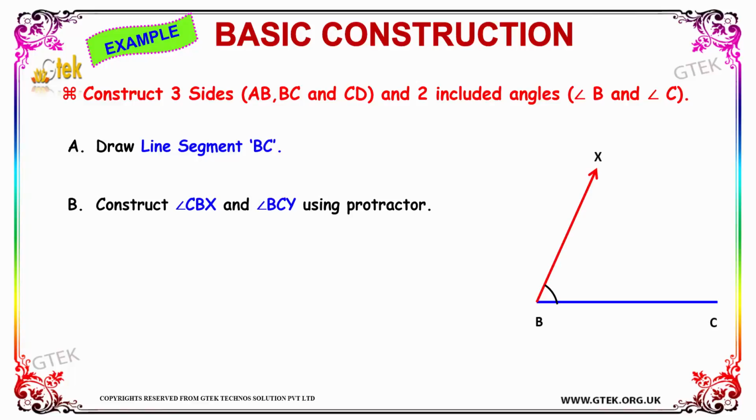Now let's see the other example, where we need to construct three sides, that is AB, BC and CD, and include two angles, that is angle B and angle C. The first consideration is that we draw a line segment BC and construct angle CBX and angle BCY using a protractor. So this is what we need to do. Let's go with the solution.